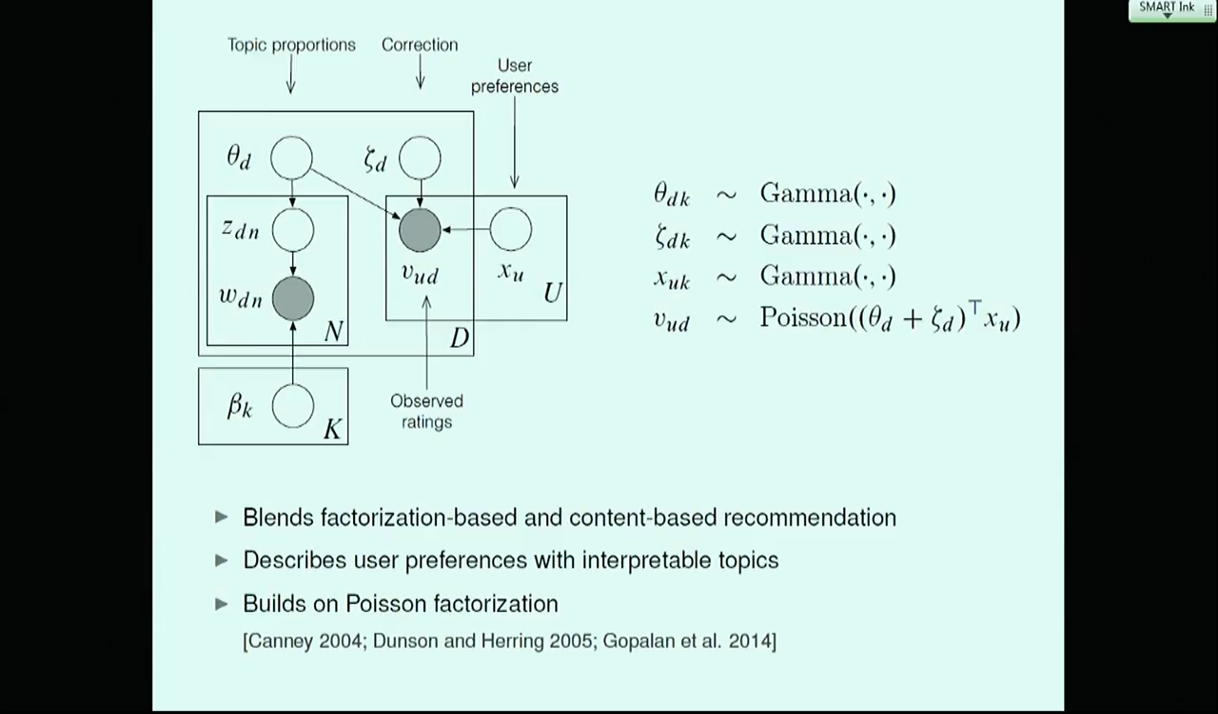By the way, we use these Poissons and gammas everywhere. I'm not going to talk about it here, but this is a cool way to model user behavior data. It's super efficient and only looks at the non-zero entries and things like that. I recommend looking into it. You can look into these papers for information about that.